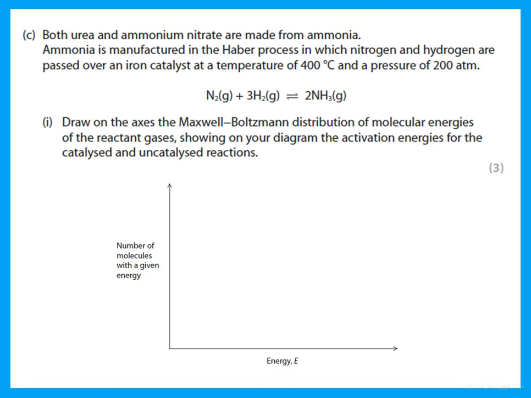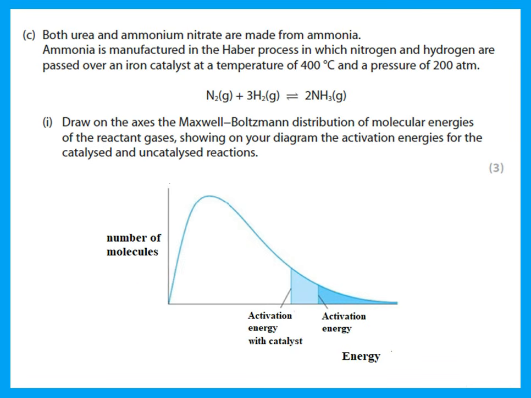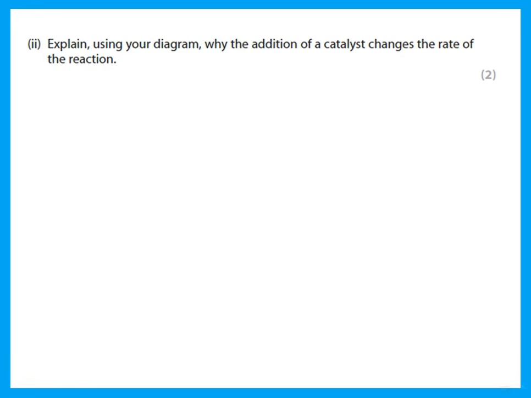Both urea and ammonium nitrate are made from ammonia. Ammonia is manufactured in the Haber process, and he gives me the conditions. Draw on the axis the Maxwell-Boltzmann distribution of molecular energies of gases, showing on your diagram the activation energies for catalyzed and uncatalyzed reactions. Remember that the Maxwell-Boltzmann distribution curve looks something like this. The activation energy without a catalyst will be higher than the activation energy when using a catalyst.